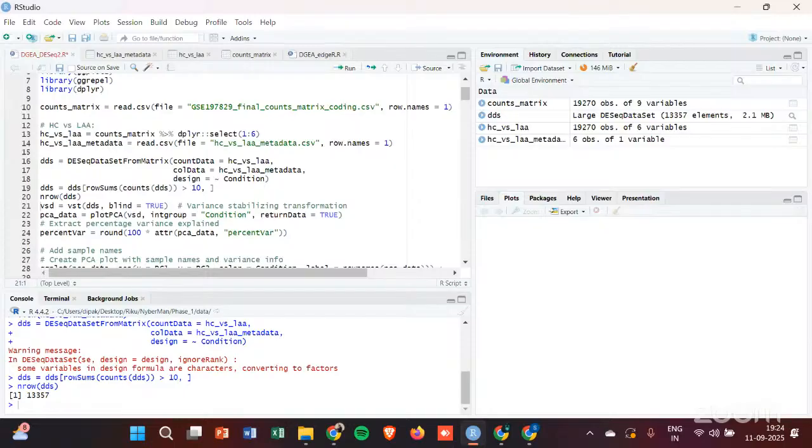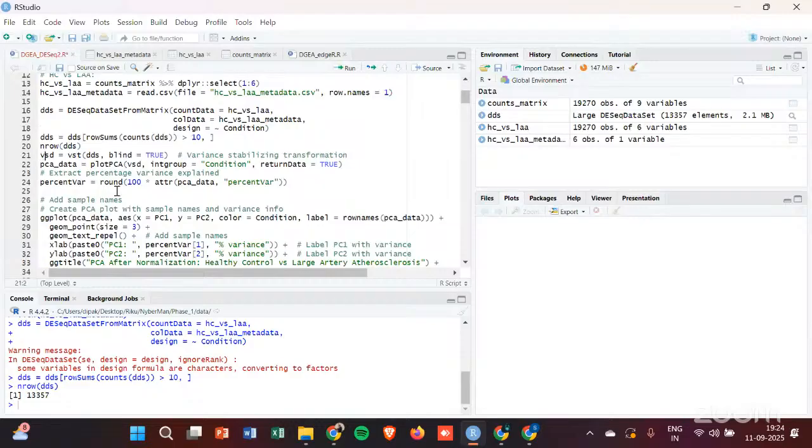Even if you are left with anything above 10,000 genes after doing your filtering, you are okay. 10,000 is the ballpark number. Anything less than 10,000, maybe you are over filtering. Now we will do something called a variance stabilizing transform.